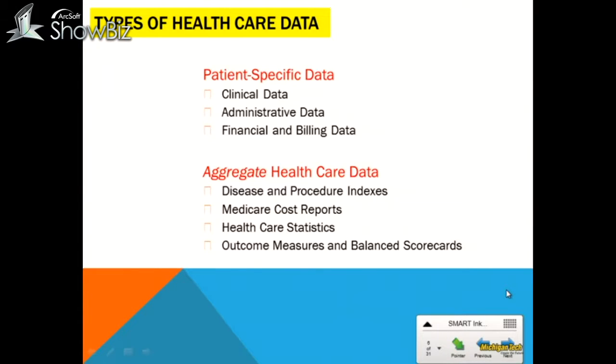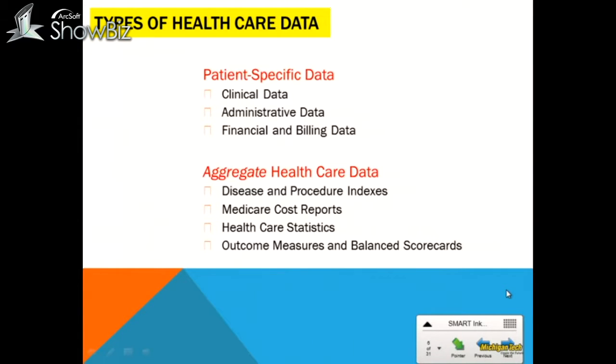So this kind of data, the healthcare data, can generally be classified into patient-specific data related to the patient. So, for example, the temperature of the person, the height of the person, the weight of the patient. All of this can be patient-specific data. We can classify them as clinical data, administrative data, and financial and billing data. This is specific patient-related.